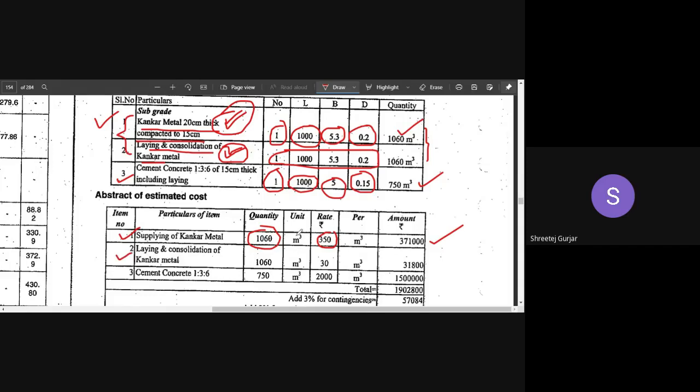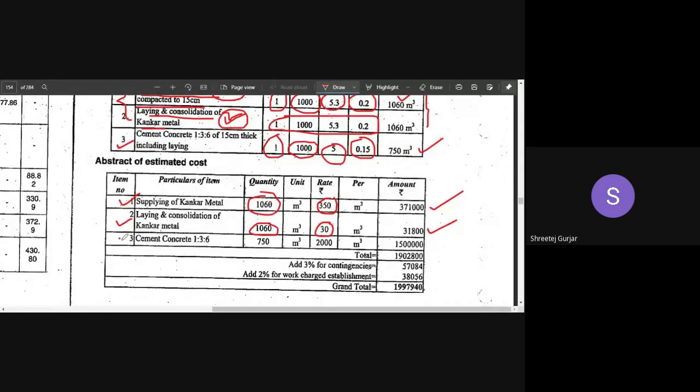So how much do we have to lay and consolidate? The same quantity we have to lay and consolidate. What is the consolidation rate? It is 30 rupees per meter cube. So the total cost is 31,800. I hope you are understanding. Next, cement concrete 1:3:6, 750 meter cube, which you have calculated, multiplied by the rate, you'll get the amount. Then add all of these. Then you add 3% contingencies, 2% work charge establishment, and calculate the grand total.